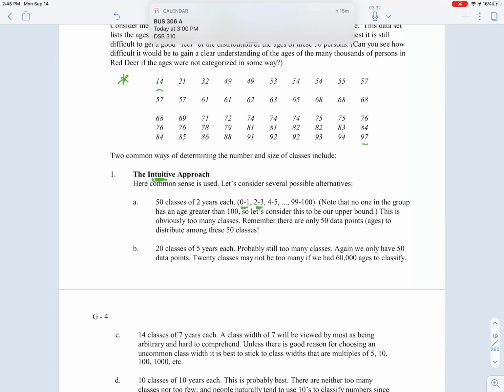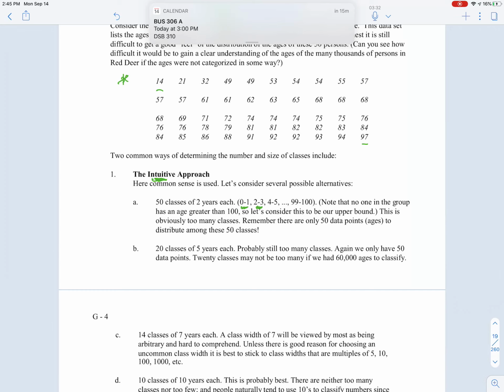So I'd end up with 50 of these classes. Now, intuitively, that's kind of goofy because there's only 50 numbers to begin with, and there's going to be a lot of classes that are just 0, and you're not going to end up with any better feel for the number, really, than if you were to just look at the data sorted the way it is.